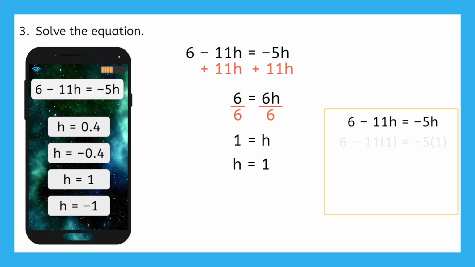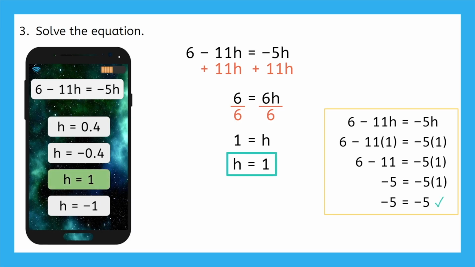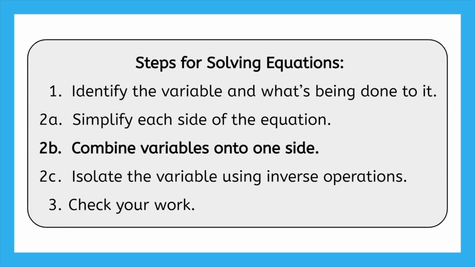This time, not only do we have to substitute the solution into 2 spots, but we have to evaluate the left side and the right side of the equation. It's all good though. No matter which side we start with, we'll end with negative 5 equals negative 5. Looks like we have another step to add to our checklist, combining variables onto one side. We might not have to do every step in every equation, but the checklist is helpful to make sure we don't forget anything.